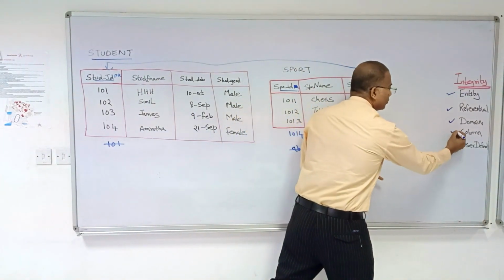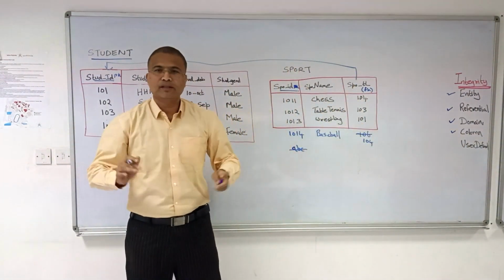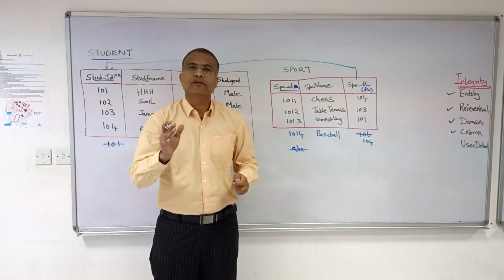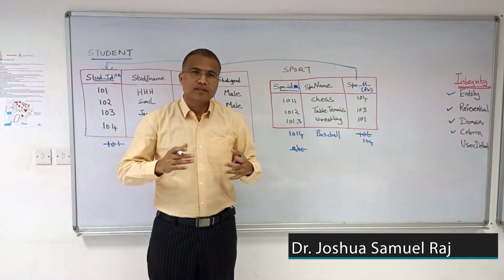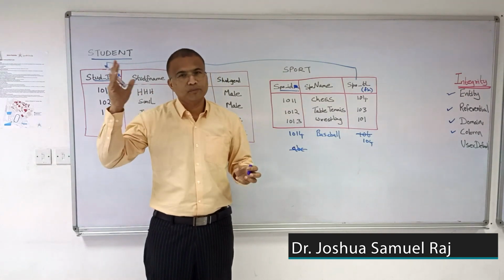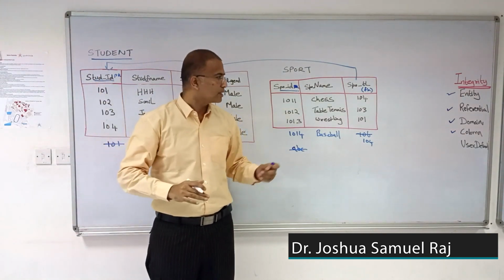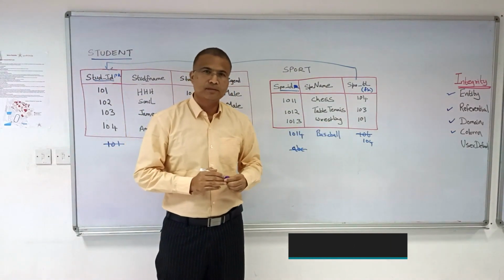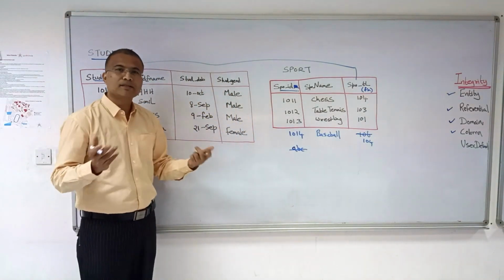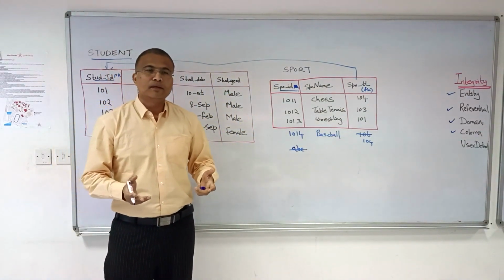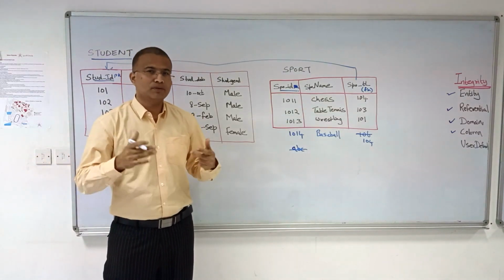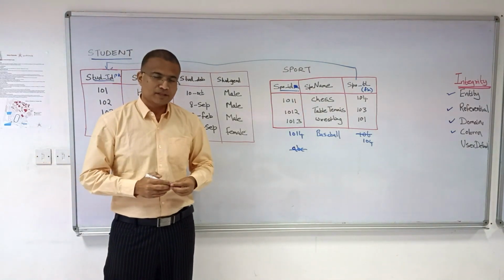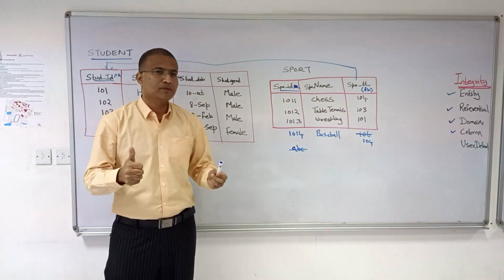The last one, the user integrity, user-defined integrity, simple, straightforward. It is a constraint set by the user. For instance, an employee should not get a salary more than his supervisor. So that's a user-defined integrity. For instance, another instance I can say, a person less than 18 years should not drive a car. So that's user-defined integrity. Friends, I'm sure you have understood integrity.